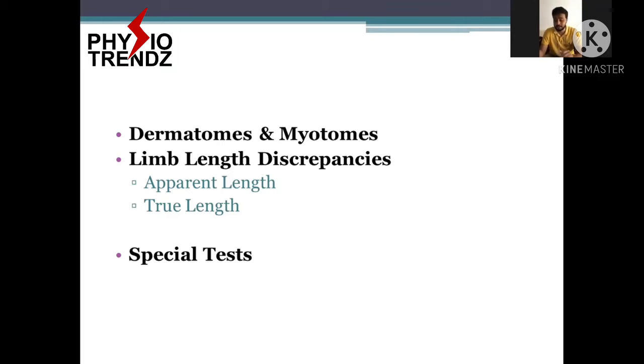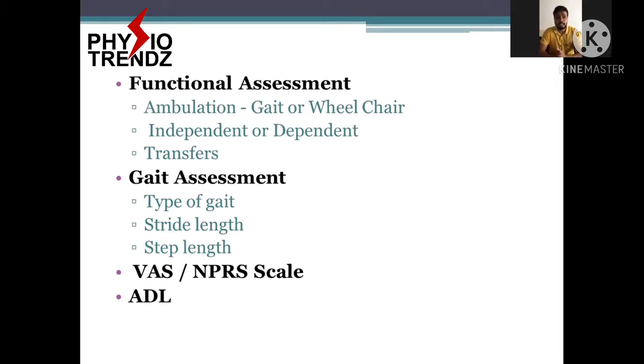The next part is the functional assessment of the patient: how is the ambulation of the patient, whether the patient has an independent gait or is wheelchair bound, and how the patient performs transfer activities. All those things we have to take in the functional assessment. Next comes the gait assessment, the type of gait. In observation, if you remember, we used to just observe whether any abnormalities are present in the gait or not.